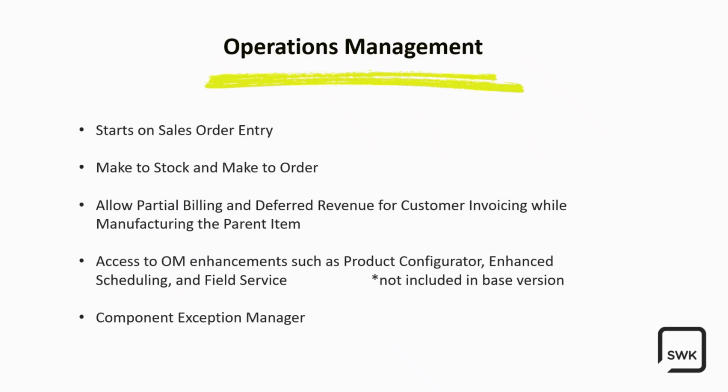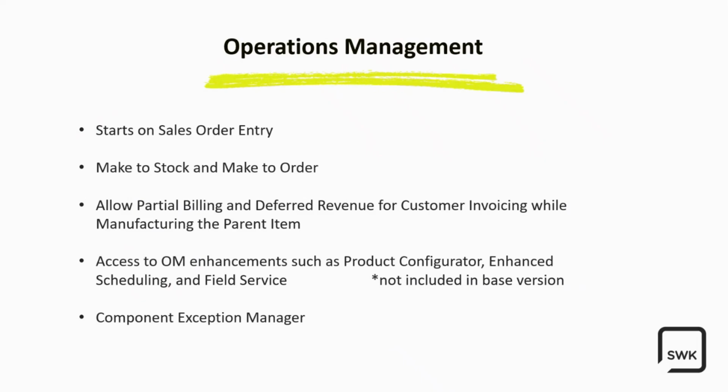Also, operations management allows both make to stock and make to order capability, whereas production management only has make to stock capability. The make to order capability allows you to define the finished good at the sales order level and move through and complete the manufacturing process without the finished good ever hitting inventory. It will instead be shipped out automatically at the end of the invoicing process. It also allows partial billing and deferred revenue for customer invoicing while manufacturing the parent item.